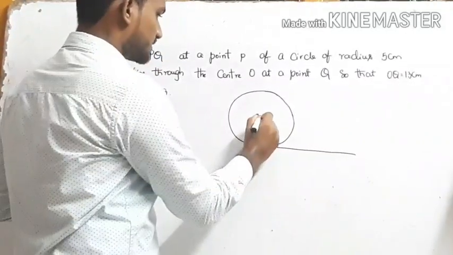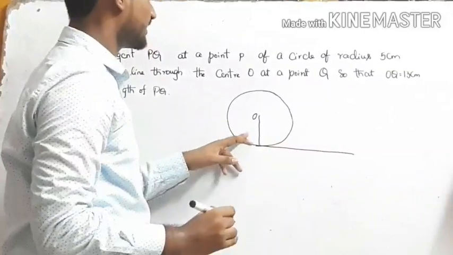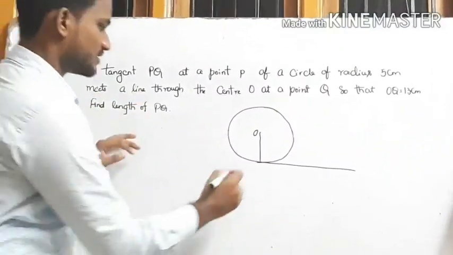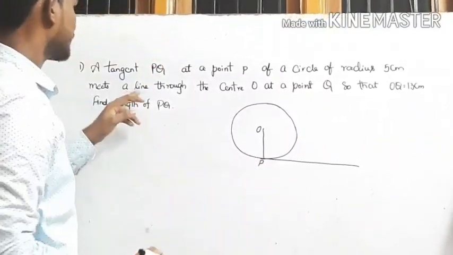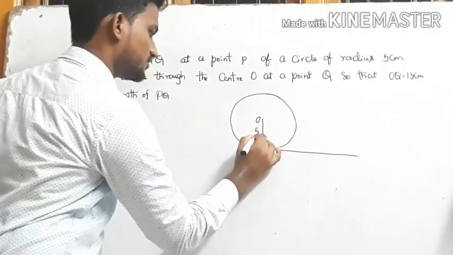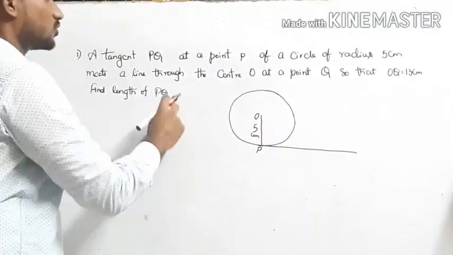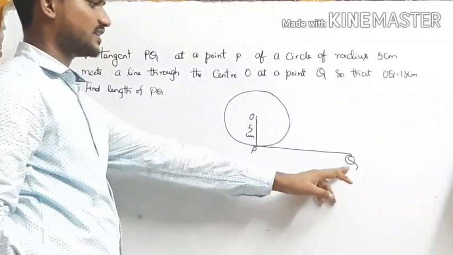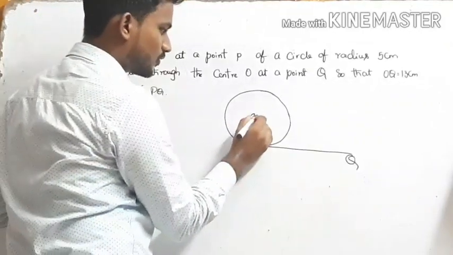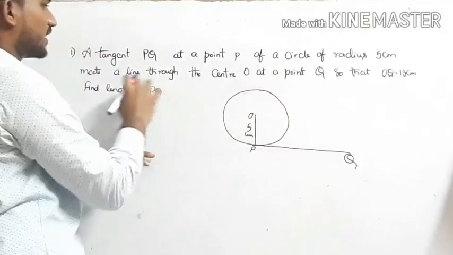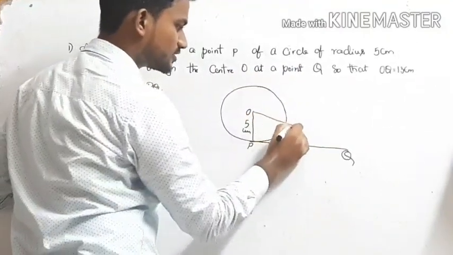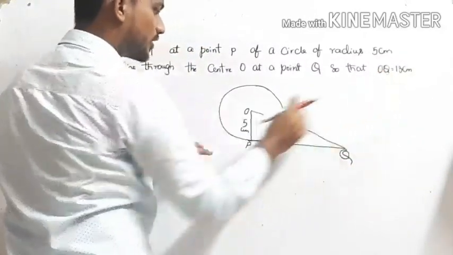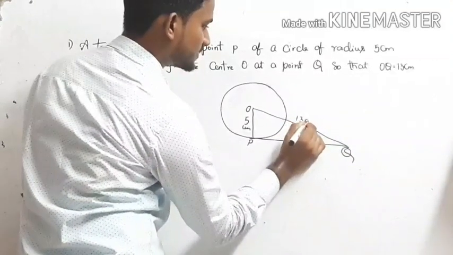This is the radius, and they have given the radius of the circle as 5 cm. This is 5 cm, and from the center O a line through the center O at a point Q is drawn. This is like a triangle. Then OQ is given as 13 cm.